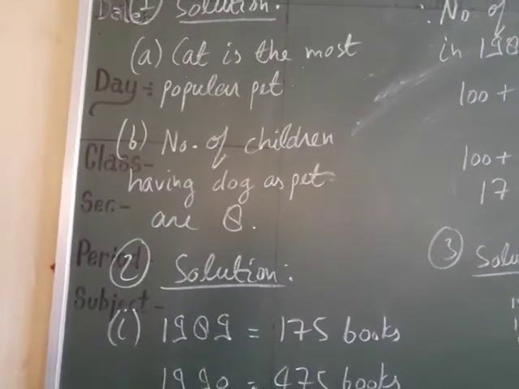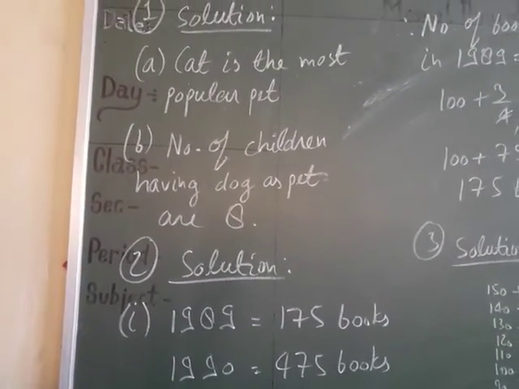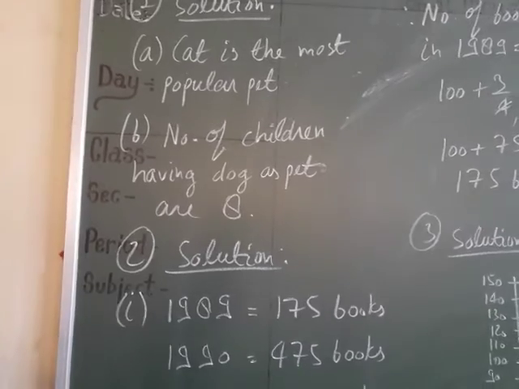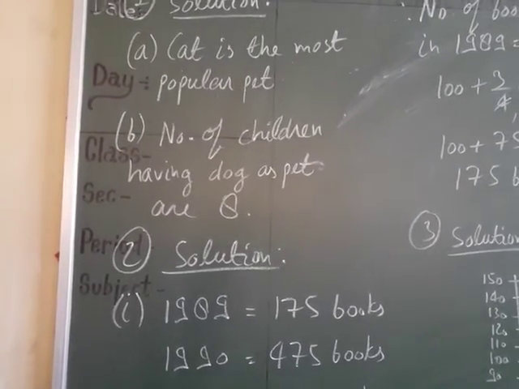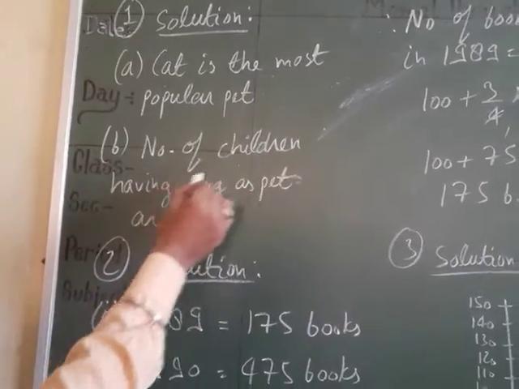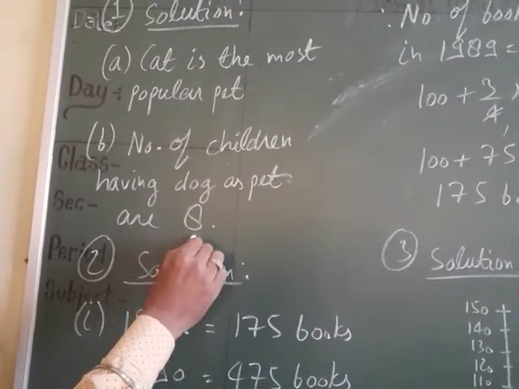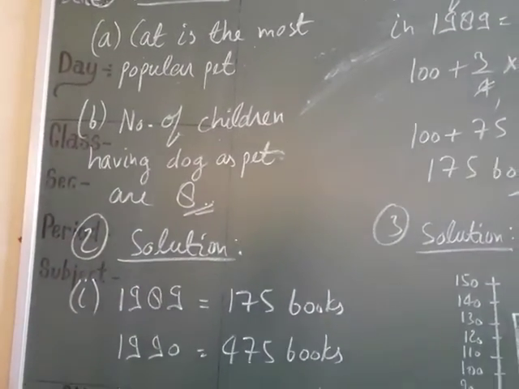Then in part B, how many students have a dog as a pet? You have to tell how many students have a dog as a pet. So you will notice that and write that the number of children having a dog as a pet is 8. This you can see from the graph.